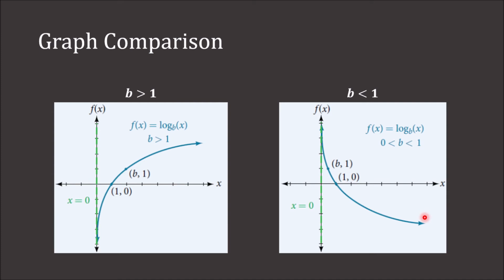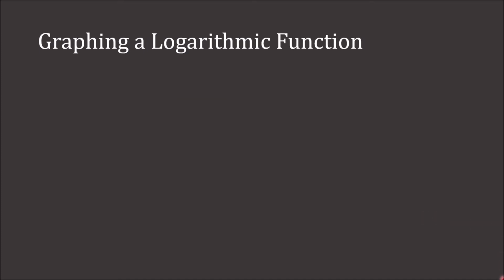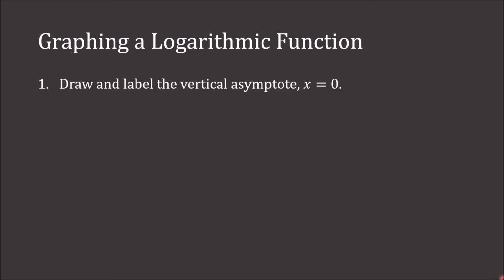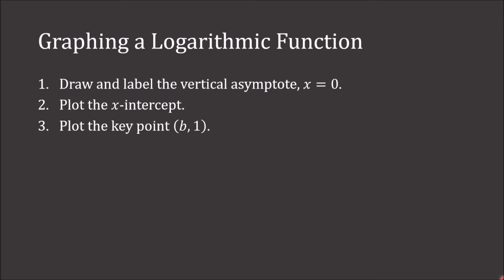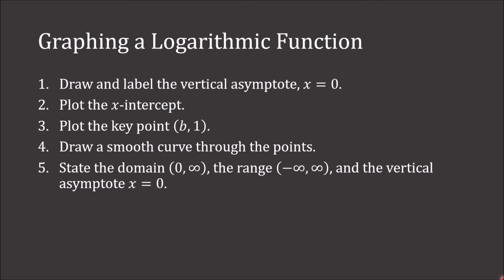So to graph a logarithmic function, first draw and label the vertical asymptote x equals 0. As in the previous lesson, I typically will not label the vertical asymptote. I will represent it with dashed lines. Plot the x-intercept. Plot the key point (b, 1). Then draw a smooth curve through the points, and state the domain and range. Again, I typically will not state domain and range.